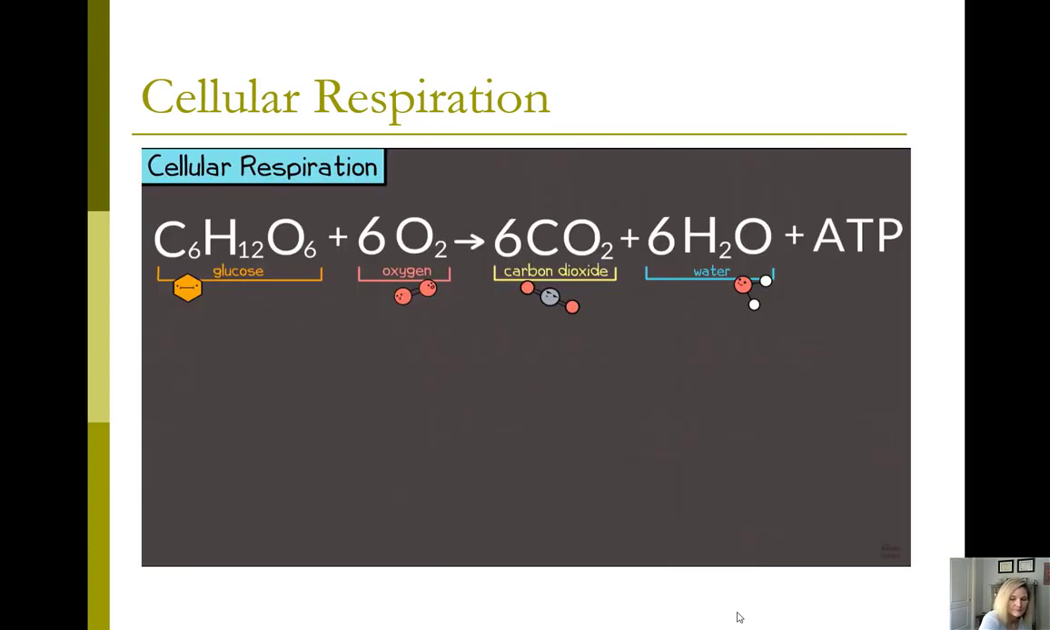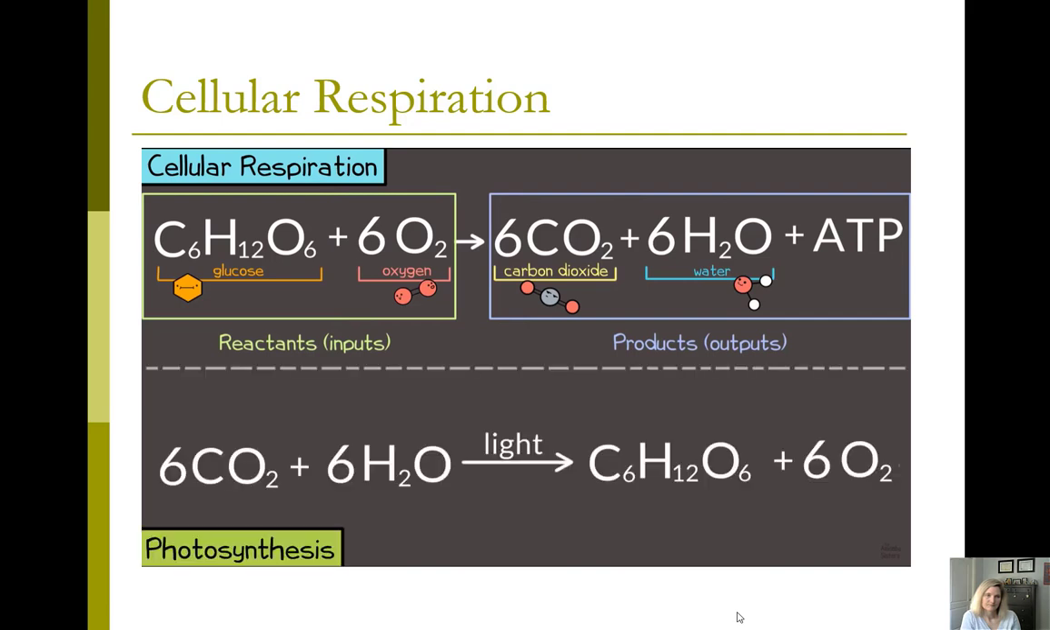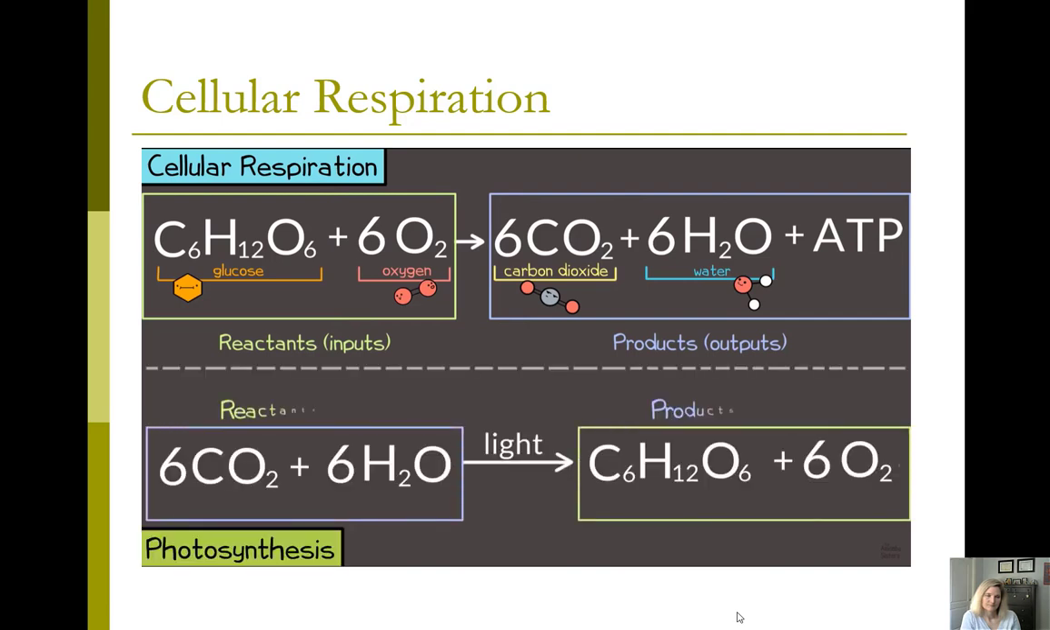Okay, here's the overall look at the equation for aerobic cellular respiration. Remember that reactants, inputs, are on the left side of the arrow, and products, outputs, are on the right side of the arrow. This equation, by the way, looks remarkably similar to photosynthesis. Look at how the reactants and products are on different sides. Well, that doesn't mean they're simply opposites. It does show that they have substances in common.